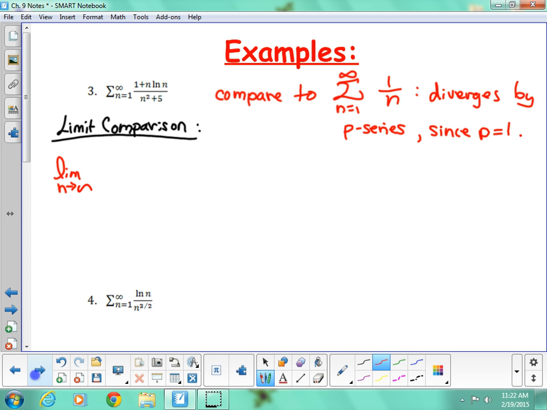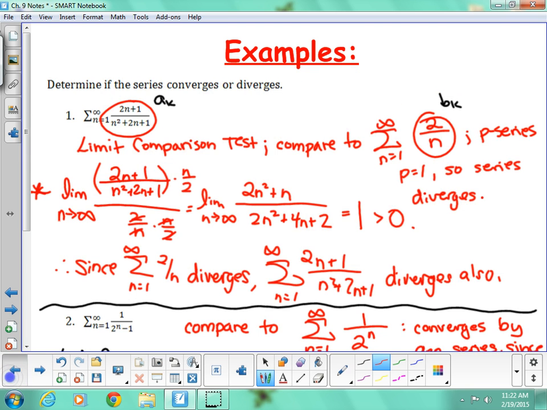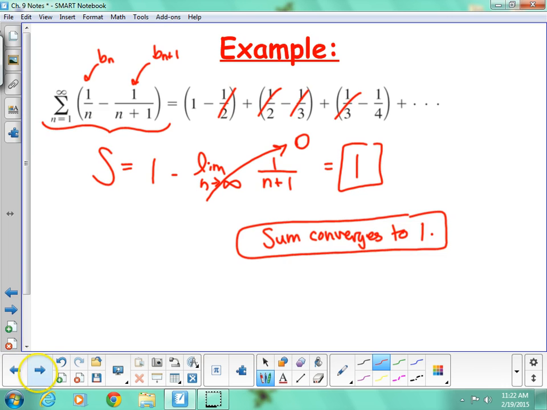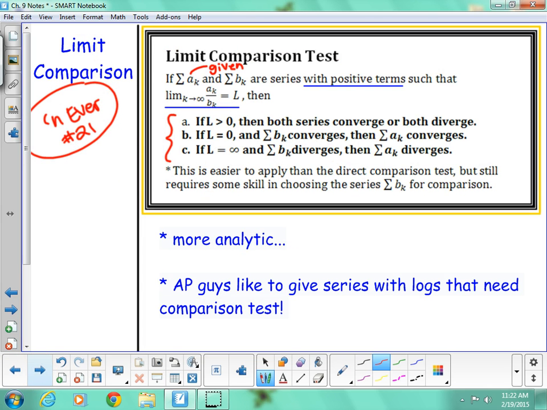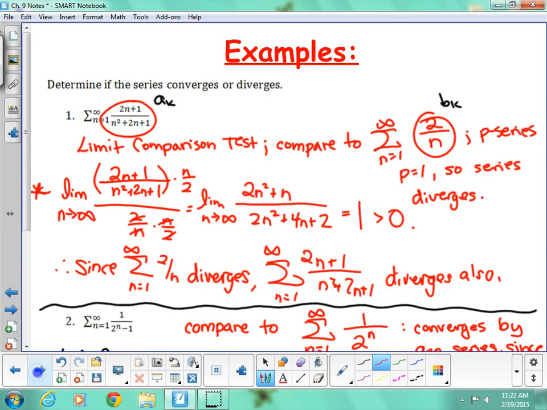Limit as n goes to infinity of 1 plus n ln of n over n squared plus 5 all over 1 over n. Why did I do 1 over n? Well, if I was thinking of limit, what do I want the limit to be to make it so easy on me? What's the best one? If I can get it being 1 or 2 or 3 or 4, I want the degrees to be tied. Look at the problem. Were the degrees tied?